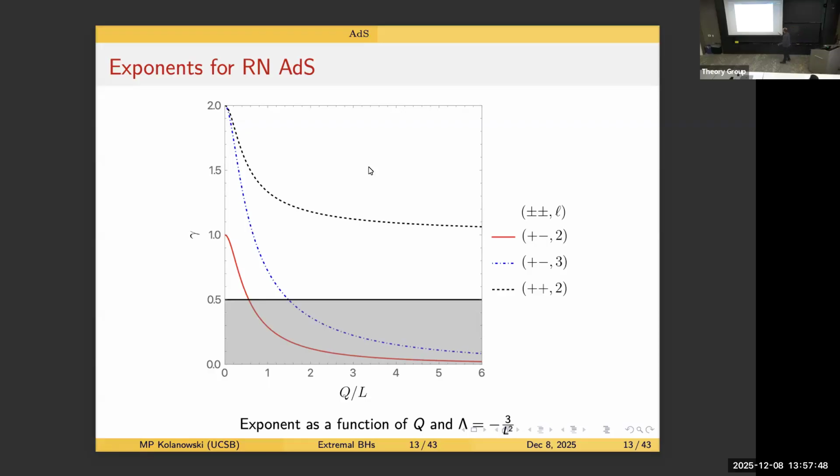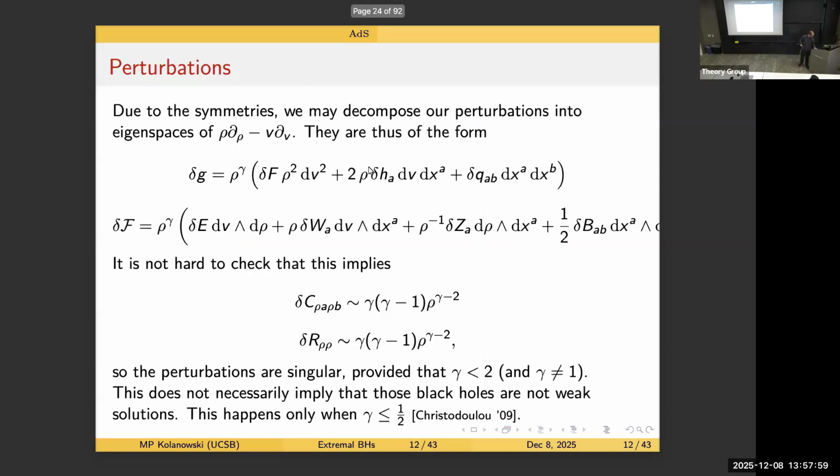And here, the most interesting one is this red curve that corresponds to the L = 2 mode. And as you may see, this is always smaller than 1. So going back to the previous slide, smaller than 1 means that definitely we have tidal forces that blow up. And they actually blow up sufficiently fast that they're also not integrable. So it's not only that you will feel discomfort when you cross the horizon, but the actual change in momentum of your particles is going to be infinite on the other side.